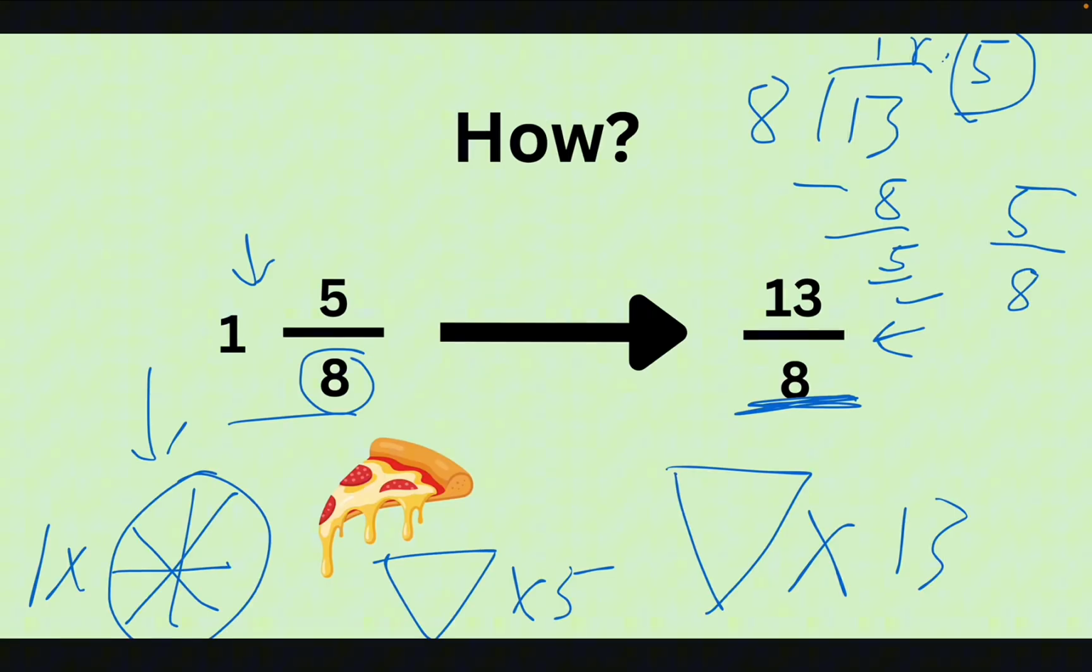So yeah, that's how you would change something like this, the improper fraction, into a mixed fraction. You just divide the numerator by the denominator. That was a bit of a hard to understand solution and explanation. So you're always free to replay this video to try and figure out what I mean by certain things. And you're also free to comment any questions you may have.